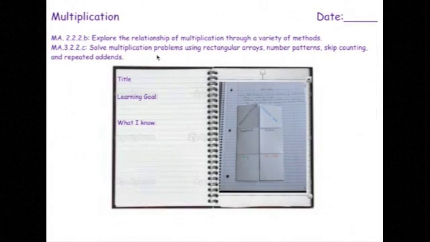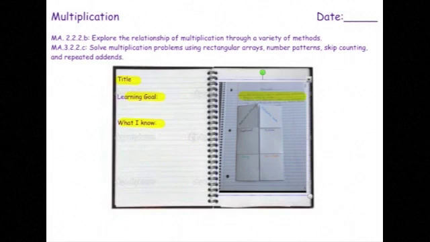Today's topic is multiplication, and the Common Core standards are MA 222B and MA 322C. We're going to explore the relationship of multiplication through a variety of methods, and we're going to solve multiplication problems using rectangular arrays, number patterns, skip counting, and repeated addition. Lots and lots of different methods.